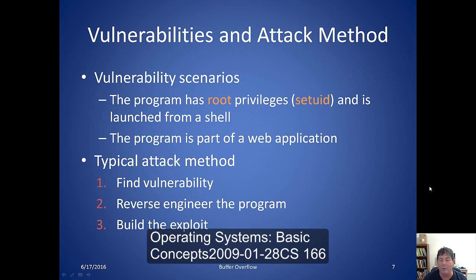So now let's talk about vulnerabilities and attack methods. Here are some vulnerability scenarios. The program may have root privileges and is launched from a shell. The program is part of a web application. Here we have the typical attack methods. The first is to find a vulnerability. The second is to reverse engineer the program. And the third is to build an exploit.